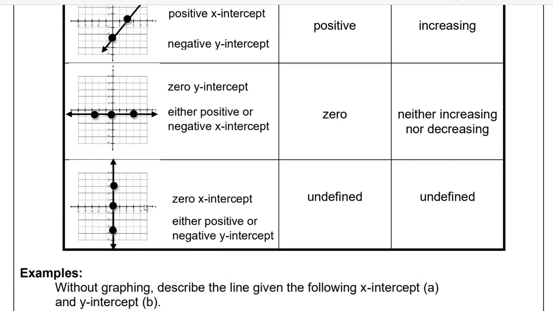Next one, if you have a 0 x-intercept, then either positive ang y-intercept or negative ang y-intercept. Okay, pag 0 yung x-intercept, then positive man ang y-intercept or negative man ang y-intercept, still your slope is undefined and you cannot say the trend of the graph.